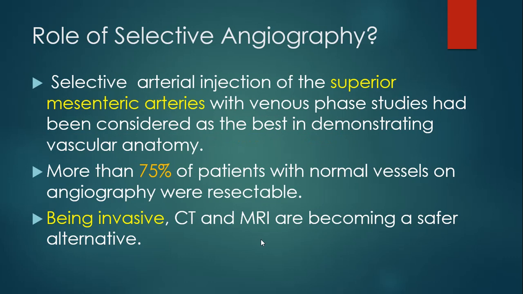Here we will discuss the role of angiography, selective angiography. Selective arterial injection of the superior mesenteric artery with venous phase studies is considered the best in demonstrating vascular anatomy. We pass a catheter up to the superior mesenteric artery and we inject the contrast, and then we take the x-rays in different phases, the arterial phase and then the venous phase, and the venous phase is the best to demonstrate the vascular anatomy.